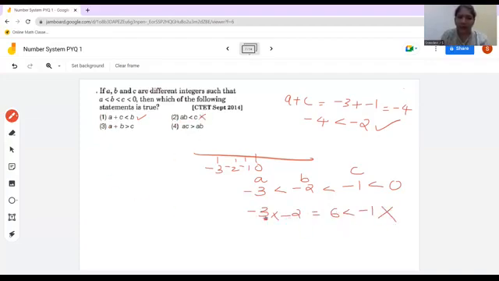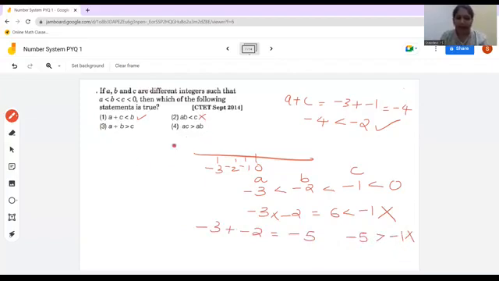Third option, A plus B greater than C. A plus B means -3 plus -2. That is -5. Is -5 greater than -1? No, that is also wrong because -1 is greater.